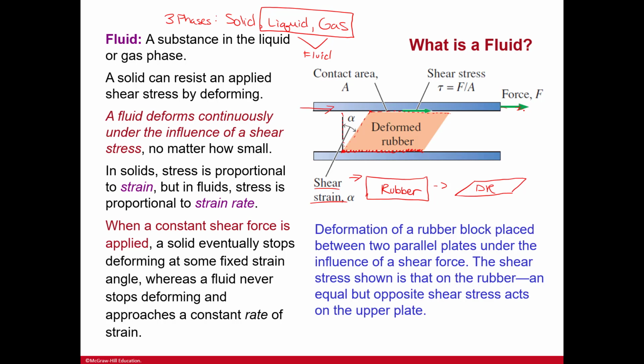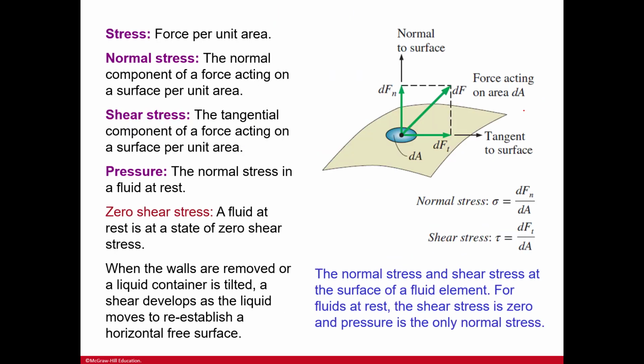So here's just a little note: deformation of a rubber block placed between two parallel plates under the influence of a shear force. The shear stress shown is that on the rubber, an equal but opposite shear force acts under the plate. Okay, a stress is just a force per unit area. So the stress is the byproduct of the force. So you have the force, and if you calculate that on a per unit area, then that is the stress.